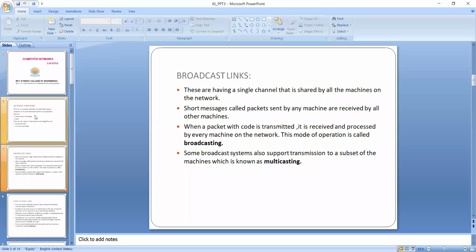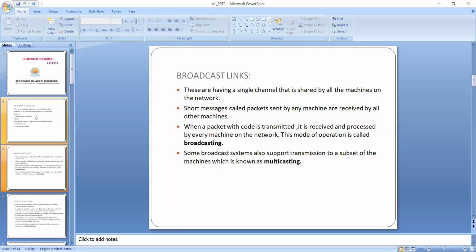Okay, the same thing I am explaining once again. Short messages called packets sent by any machine are received by all other machines working on that network. So here I will give one best example. If there is a railway station, in the railway station all the passengers are waiting for their trains, but the announcement is given that at 3:30 p.m. Konark Express will arrive onto platform number 3. Okay, so the announcement is like this. This announcement is heard by all the passengers in the station.